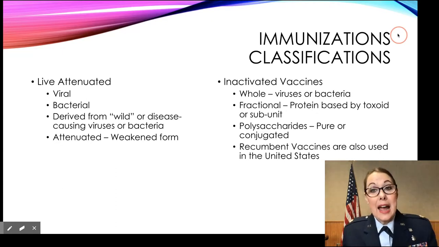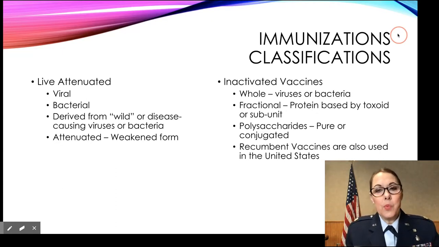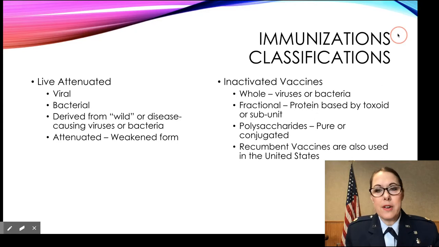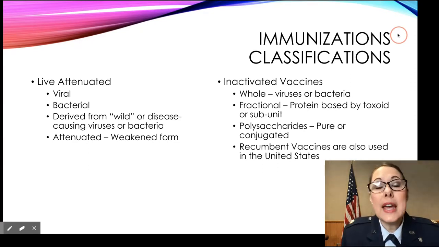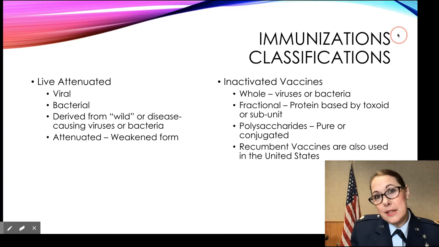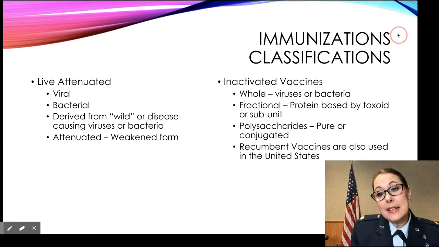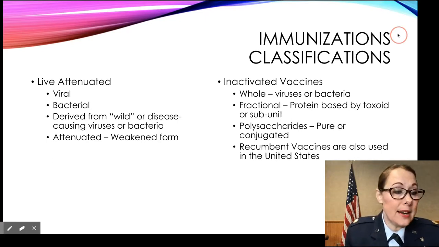Then there's the inactivated. Now, with the inactivated, we're looking at taking a virus. So viruses kind of look like spiders. They're sort of weird-looking things. And they can either take that whole virus or that whole bacteria and kill it, or they can just maybe pull off a little part of it, maybe pull off the legs, and use just the proteins like that, or just a subunit of it. Or they'll take maybe the polysaccharides, what makes it kind of hold together. And some even do recombinant vaccines, which are also used commonly in the United States.